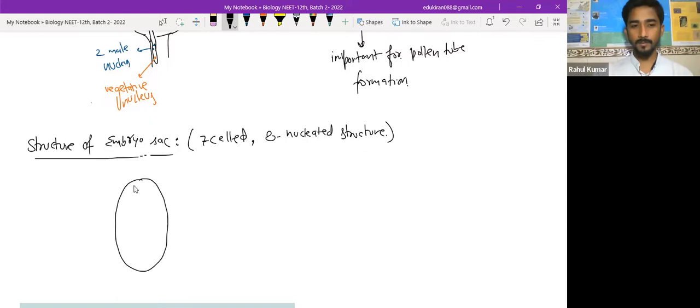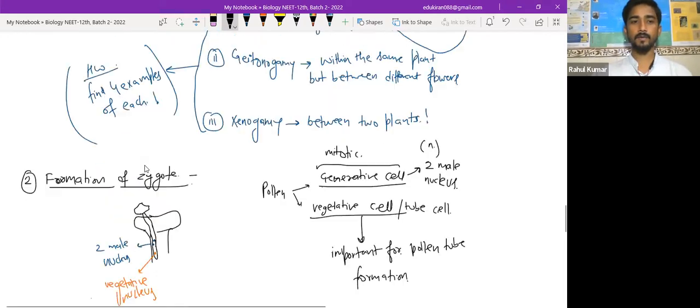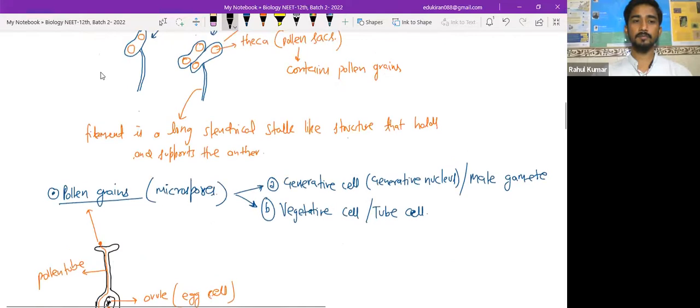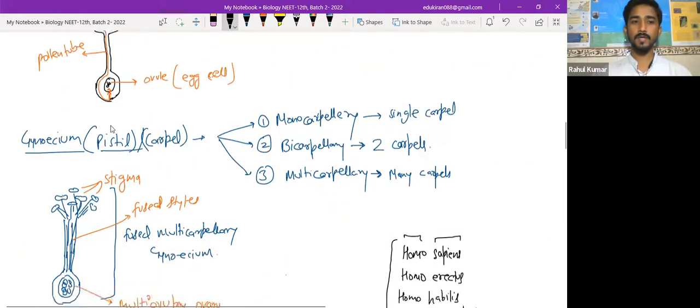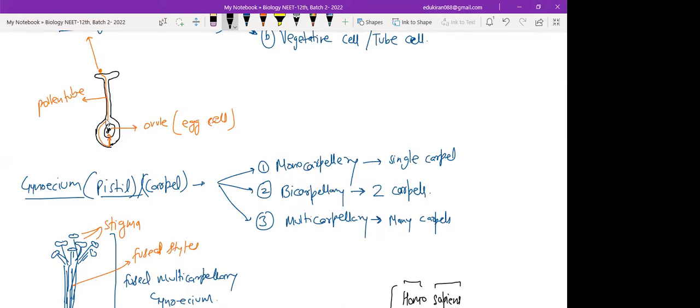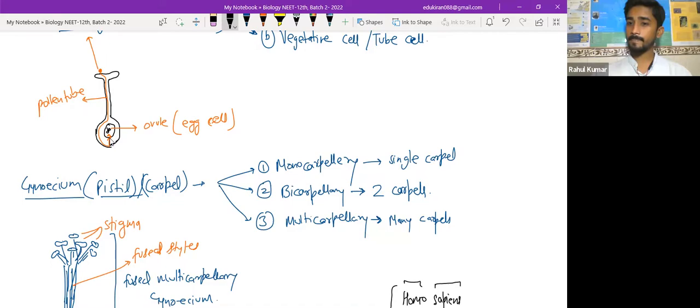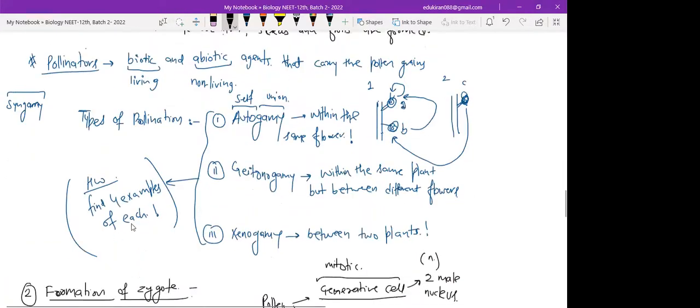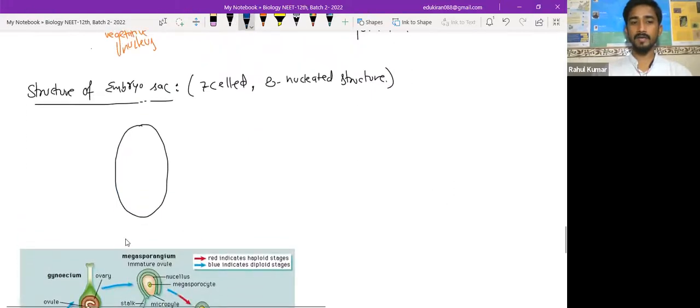So in ovary, what happens is this end. Remember I told you that the pollen tube comes down and does not enter from the top, which is a shorter way. It goes all the way around and enters from the bottom, right? And that end of the embryo sac is known as the micropylar end.